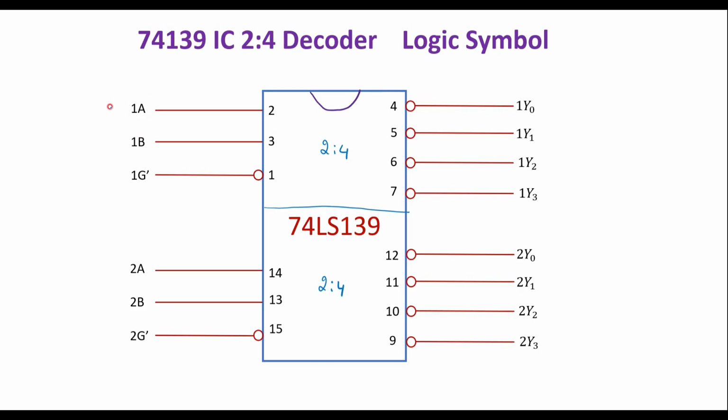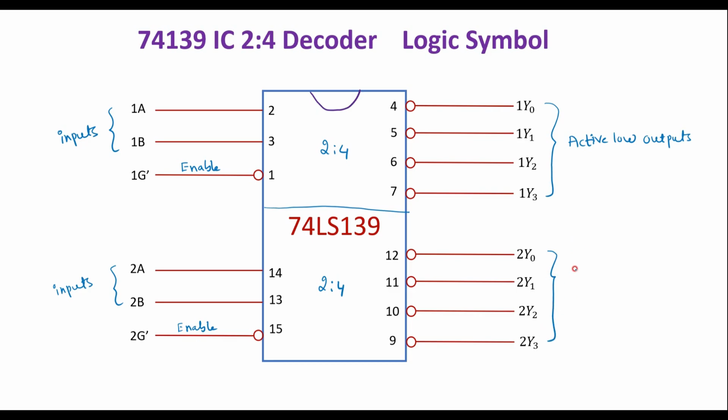Here 1A, 1B are the inputs. These are inputs. So this is active low enable input. Similarly, we have four active low outputs. These are four active low outputs. Similarly, in another 2-to-4 decoder, we have these two are inputs or select lines. So this is 2G dash, another active low enable input. Here again we have active low outputs.